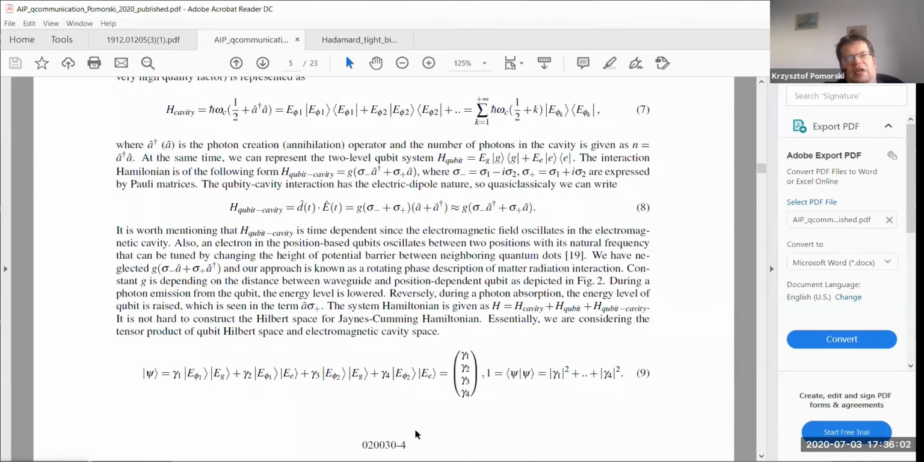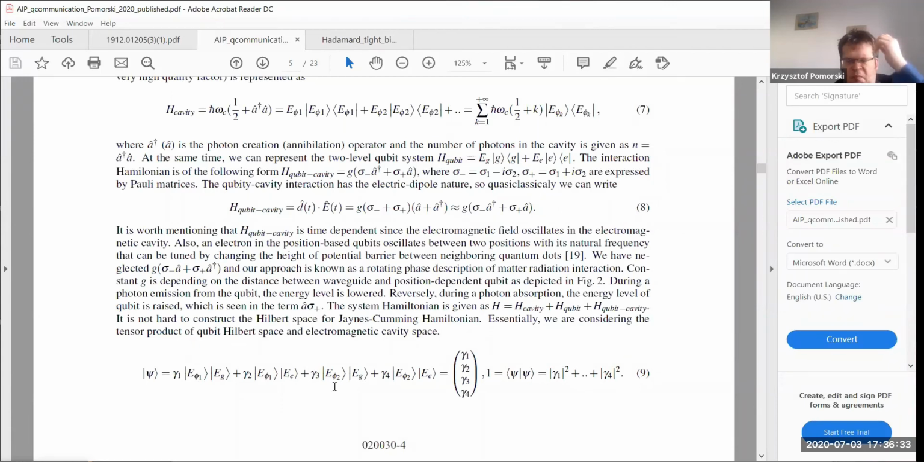Yeah, and in such case, in the most minimalistic way, the quantum state of the system can be decomposed into four terms. So this is the ground state of the cavity and the ground state of the qubit. Ground state of the cavity and excited state of the qubit.